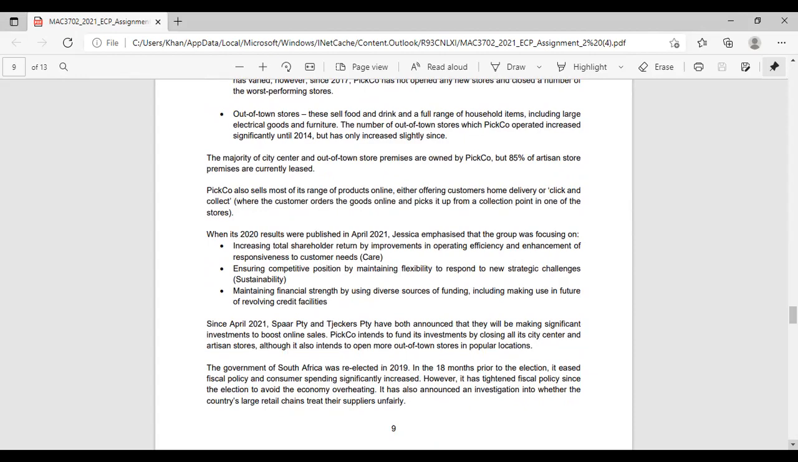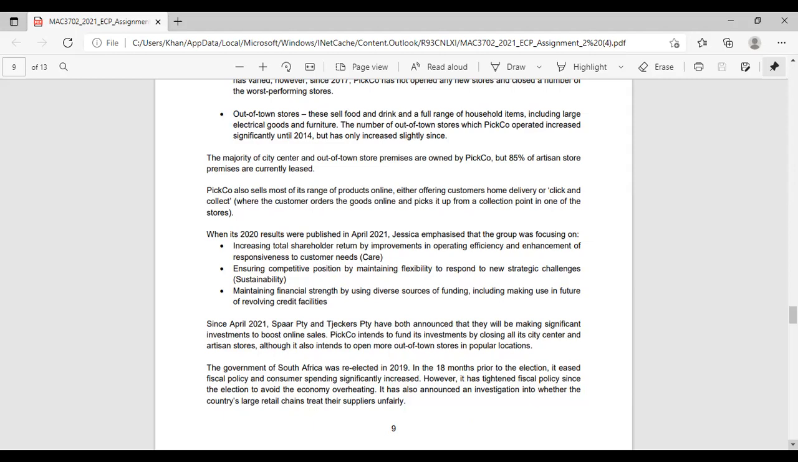When its 2020 results were published in April 2021, Jessica emphasized that the group was focusing on increasing total shareholder return by improving operating efficiency and enhancing responsiveness to customer needs, so that is care; ensuring competitive position by maintaining flexibility to respond to new strategic challenges; and then maintaining financial strength by using diverse sources of funding, including making use in future of revolving credit facilities.